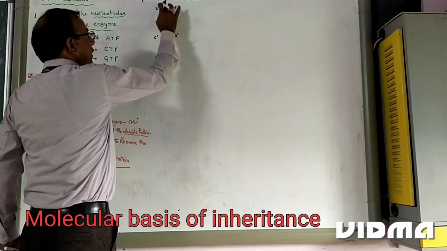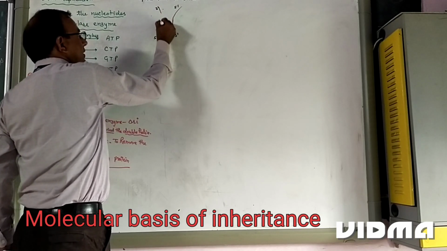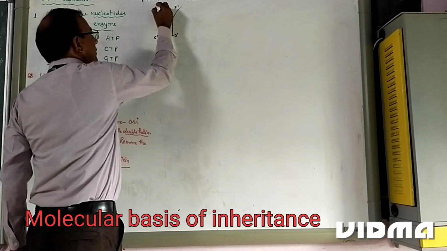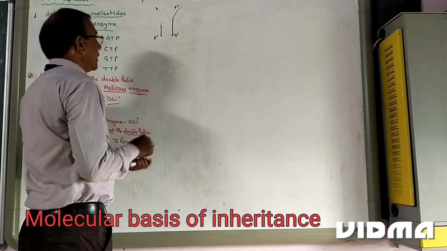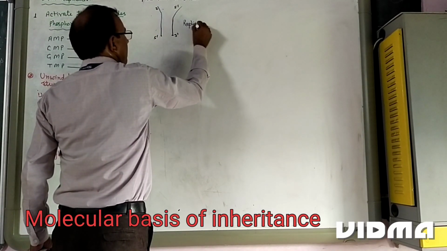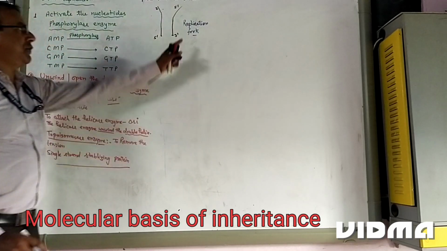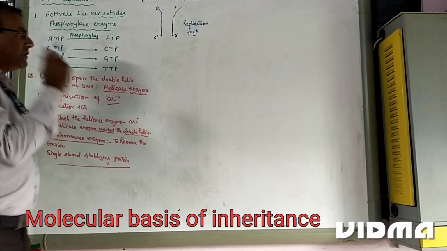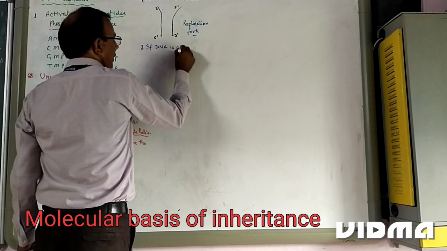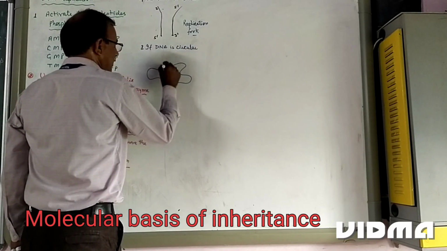Second, if we open it, it looks like this one. This structure is called the replication fork. If the DNA is linear, it forms a replication fork during opening of the two strands. If the DNA is circular, such as this one, DNA is a double helix structure which is circular.